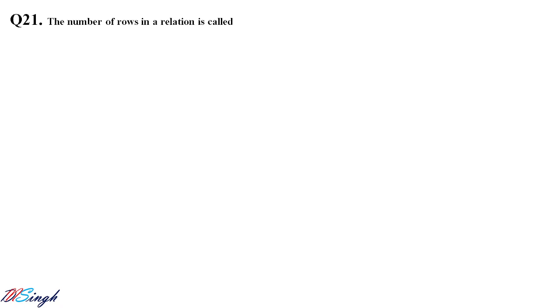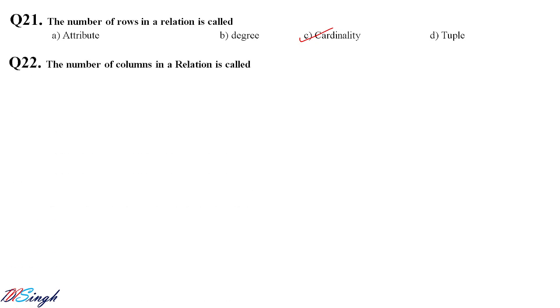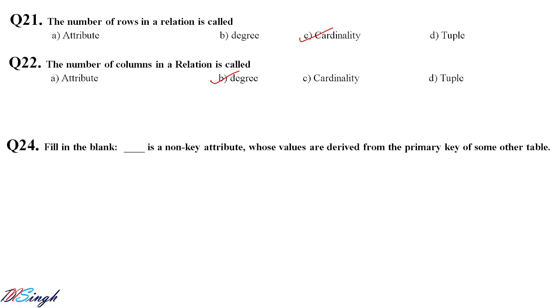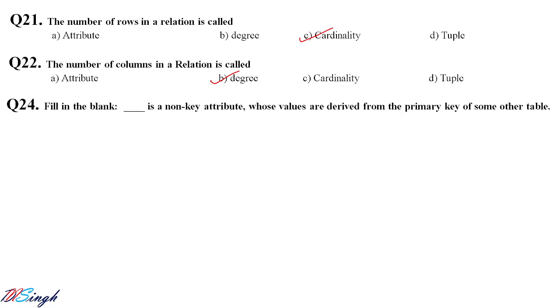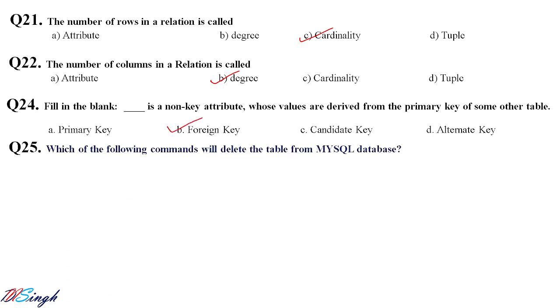The number of rows in a relation is called what? Cardinality. And the number of columns in a relation is called what? Degree. Fill in the blank: a non-key attribute whose values are derived from the primary key of some other table. Again the definition of foreign key.